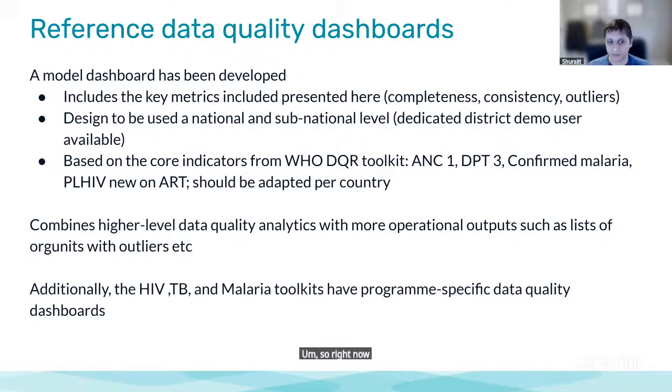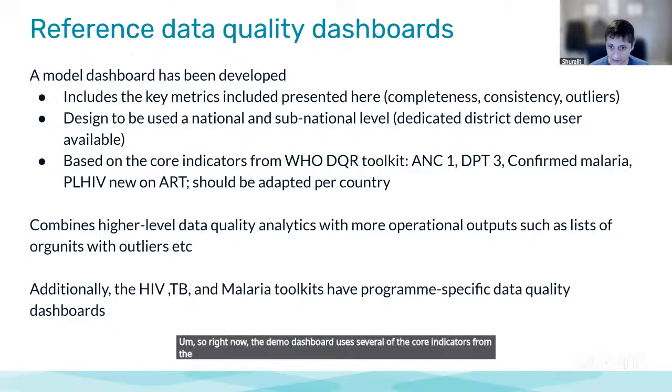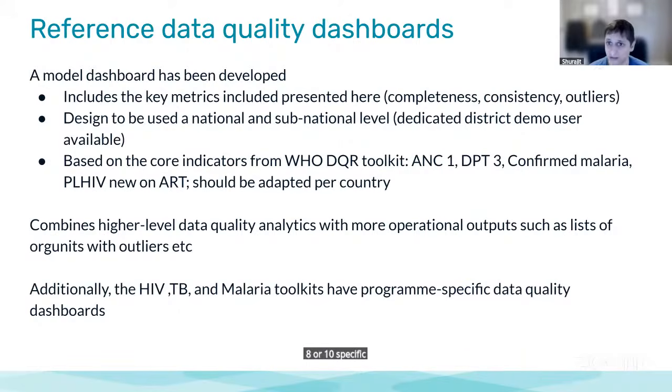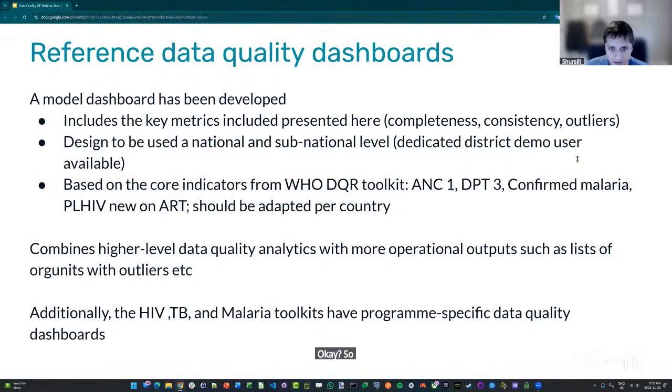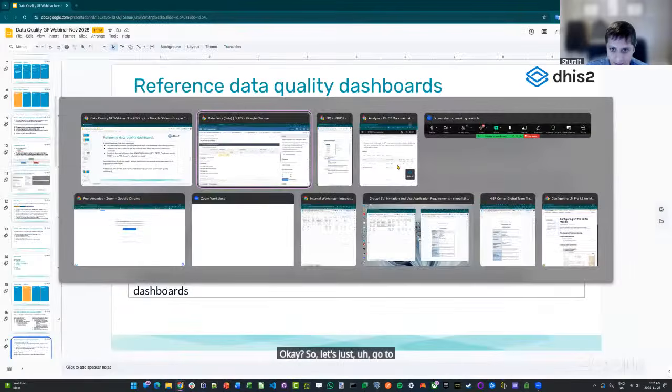So right now, the demo dashboard uses several of the core indicators from the WHO Data Quality Toolkit, but you can have program-specific dashboards made as well. So let's say you want a malaria-specific dashboard and you're looking at 8 or 10 specific indicators as a proxy for data quality for malaria, you can do that as well. And we'll discuss that as we go through the demonstration. Okay. So let's just go to the dashboard real quick.